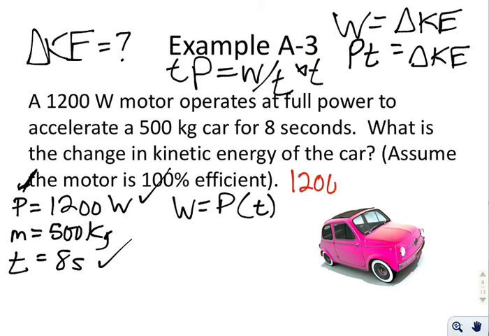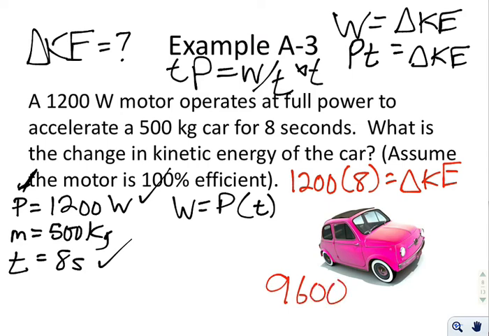1200 times 8 equals change in kinetic energy. When you multiply that out, you would get 9600 joules as my change in kinetic energy.